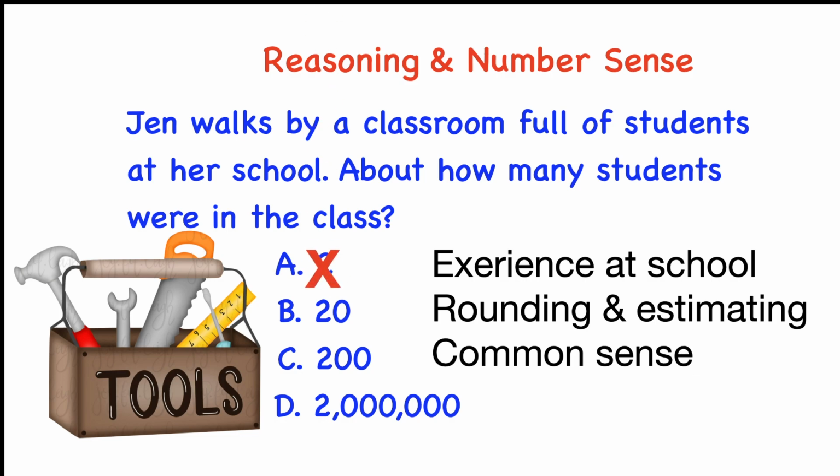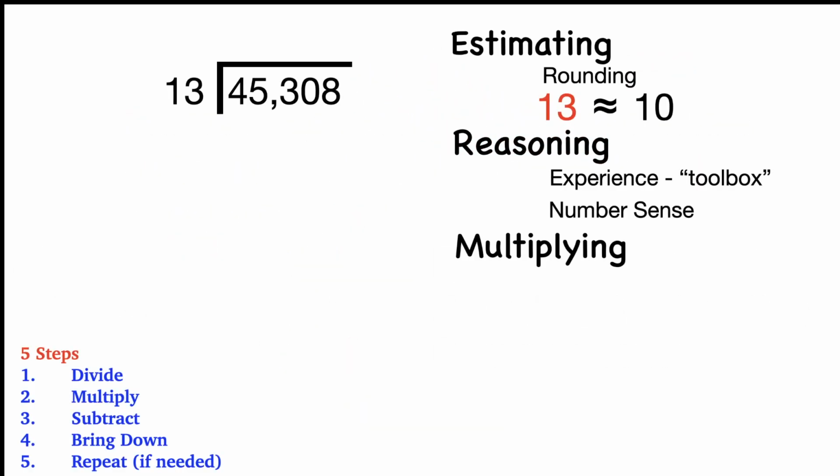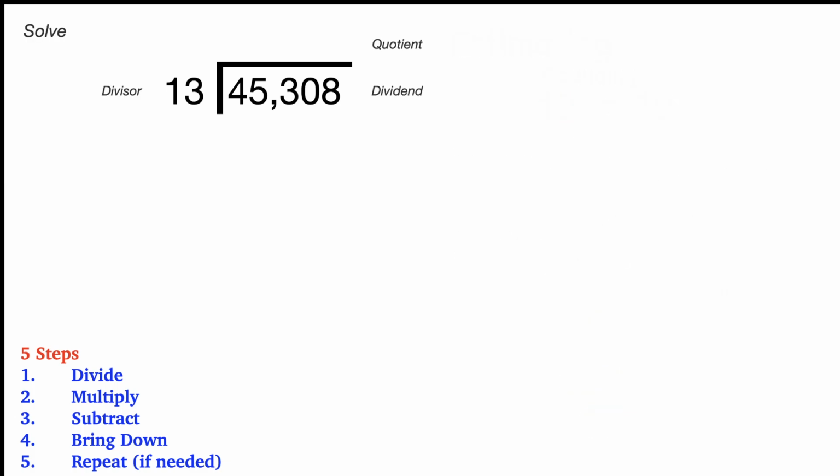Well, we know that if the class was full, it's not going to be 2, right? 200 is too many for a normal class, and 2 million wouldn't be common sense, right? So we could use your experience, your reasoning and number sense to say it's about 20. Multiplying, you need to be able to do two-digit multiplication, like 13 times 3 is 39, to solve these kinds of problems. Okay, directions just say solve.